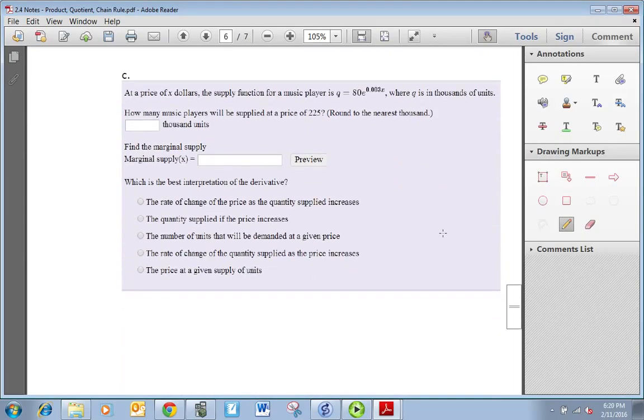Alright, at a price of x dollars, the supply function for a music player is Q equals 80 e to the 0.003x, where Q is in thousands of units. How many music players will be supplied at a price of 225? That first one, all we need to do is plug that 225 into the original.